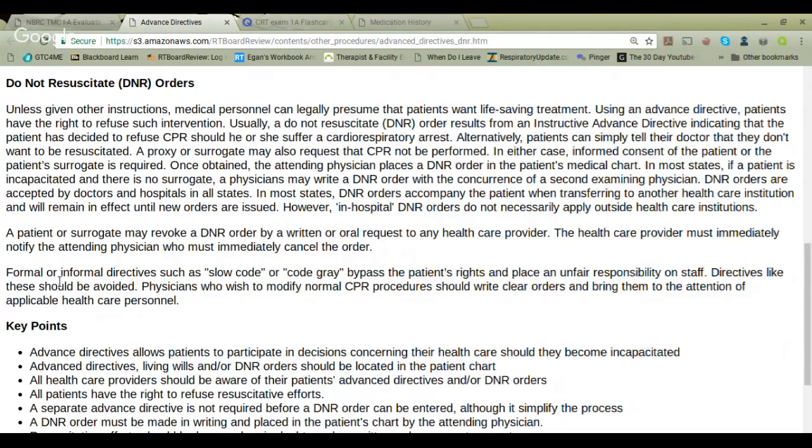Okay. Formal or informal directives such as a slow code or code gray bypass the patient's rights and place an unfair responsibility on staff. Directives like these should be avoided. Physicians who wish to modify normal CPR procedures should write clear orders and bring them to the attention of applicable healthcare personnel.